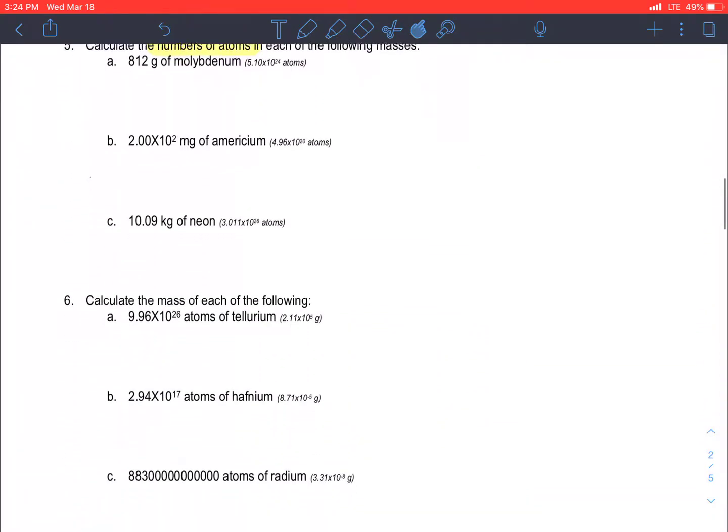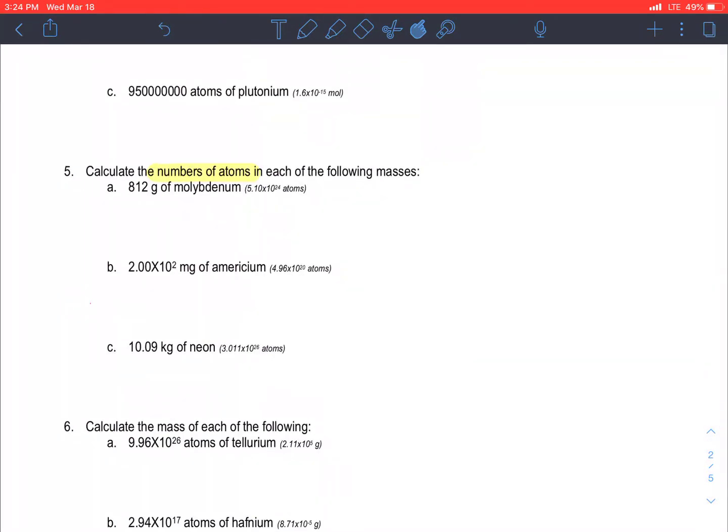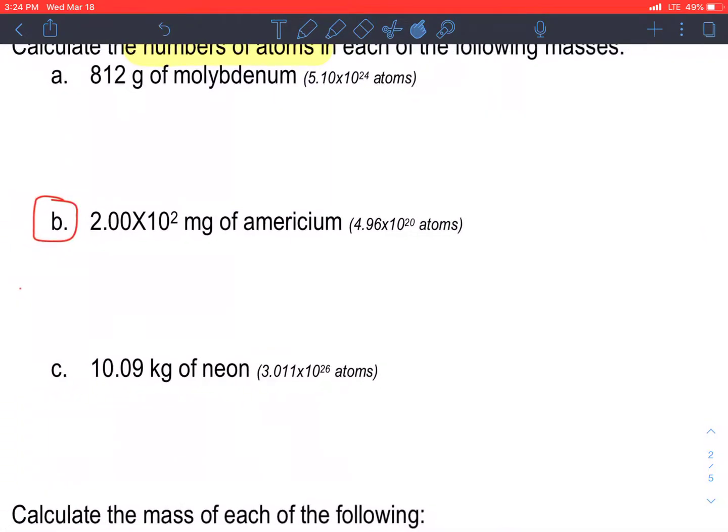So let's look at number 5, because this one is where I just want to remind you that we're going from mass to atoms, and it's a little bit longer, and we'll even do one of these prefixed ones here. We'll do 5b, so that you can see kind of that full step process. We've already done this in a previous unit, so it's just kind of refreshing what we've already done and moving forward. So we're going to take 2.0 times 10 to the 2 milligrams of americium.